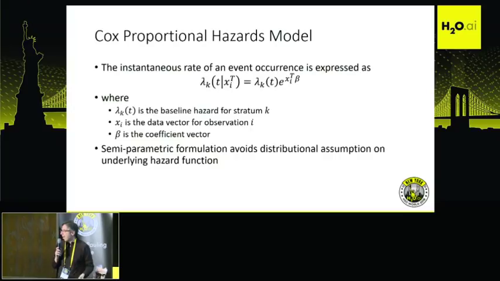The name hazard comes from the hazard function. So Cox proportional hazards is that you have this underlying baseline hazard that's applicable to either everyone in the population or to subgroups of the population, and those subgroups are called strata. And the hazard function is just what's the instantaneous rate at which the event will happen in the next time instant.